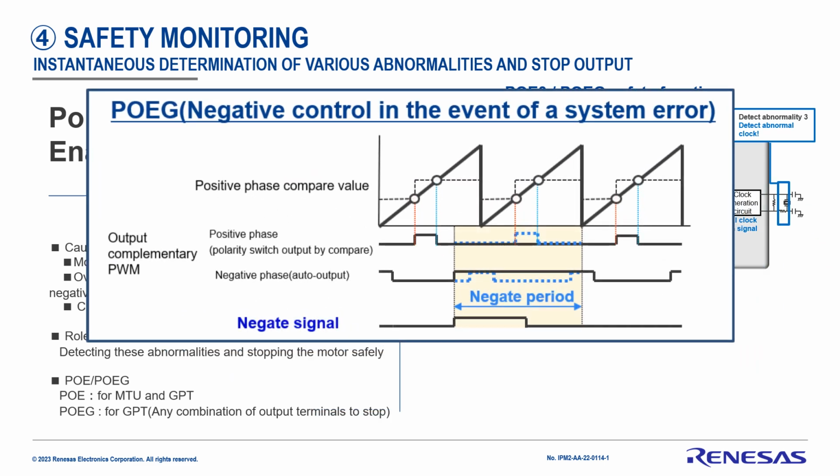In addition, PoEG can also suppress control signals to the inverter directly by an external signal input. This is for when users detect an abnormality in external devices and force the motor to stop as soon as possible before the microcontroller detects the abnormality.